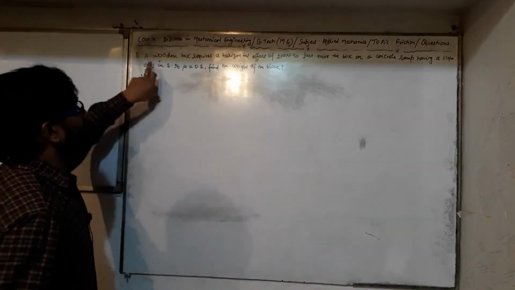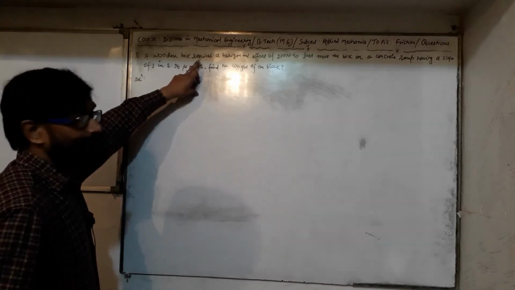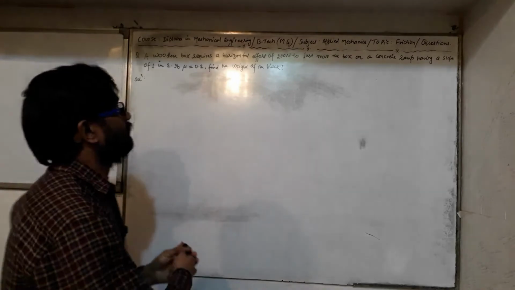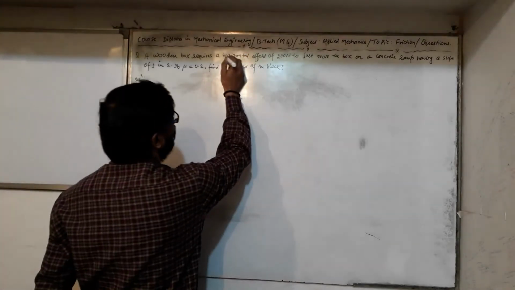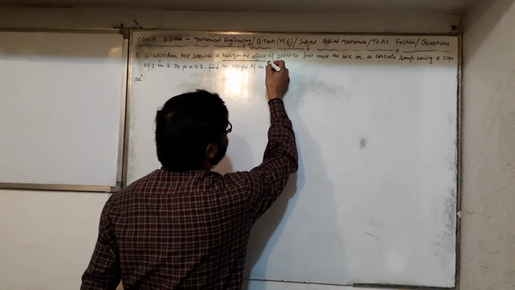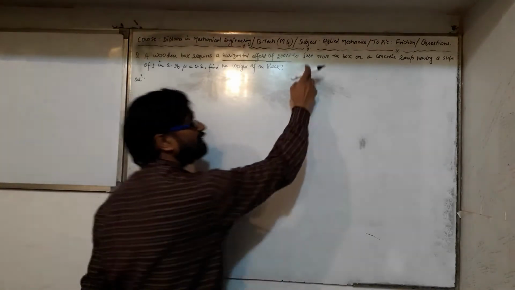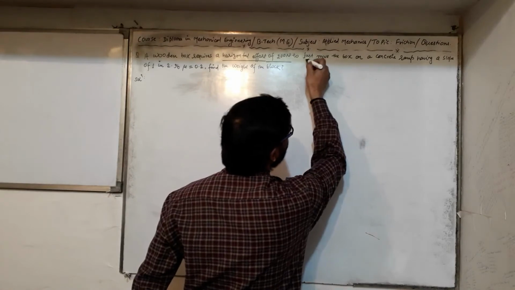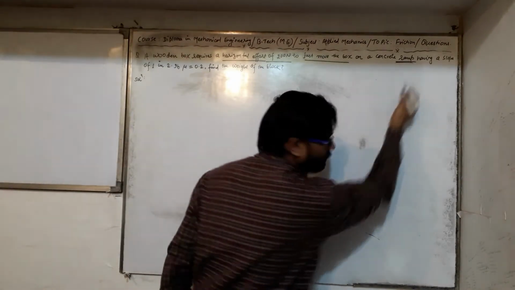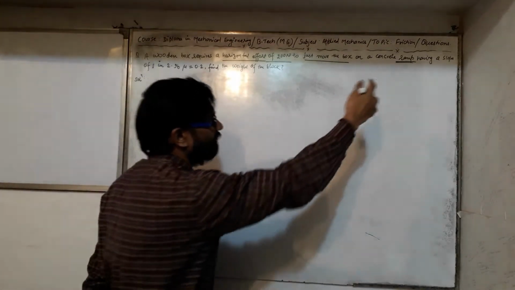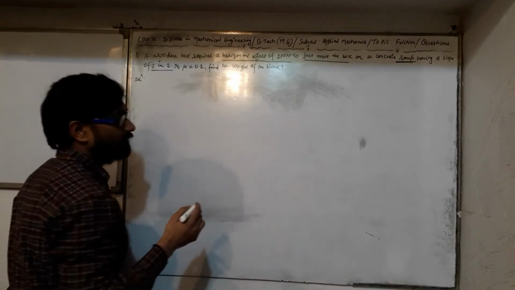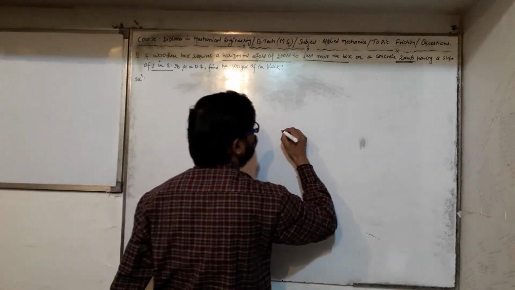So the question is saying: a wooden box requires a horizontal effort. This is very important, which I am going to underline here. A horizontal force or effort, whose magnitude is given as 200 Newton, is required to just move the box on a concrete ramp. Ramp means an inclined plane, having a slope of 1:2. So if I draw the figure, it looks like this.